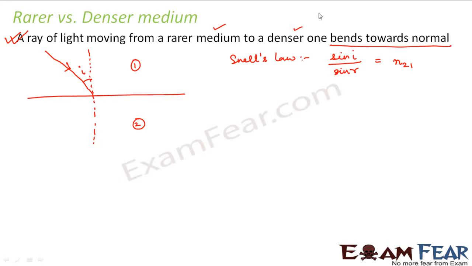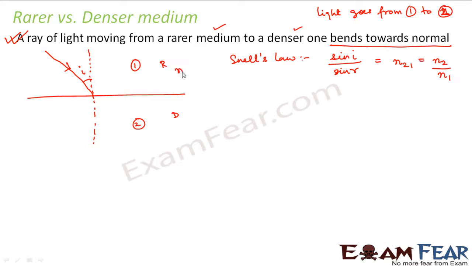Let us suppose light goes from medium 1 to medium 2. Then sin i by sin r is equal to n21, that is the refractive index of 2 with respect to 1, the refractive index of the medium where the light goes to over the refractive index of the medium from where the light comes. Now in this case the light is moving from a rarer medium to a denser medium. So this is the rarer medium and this is the denser medium, and n21 is nothing but n2 by n1.